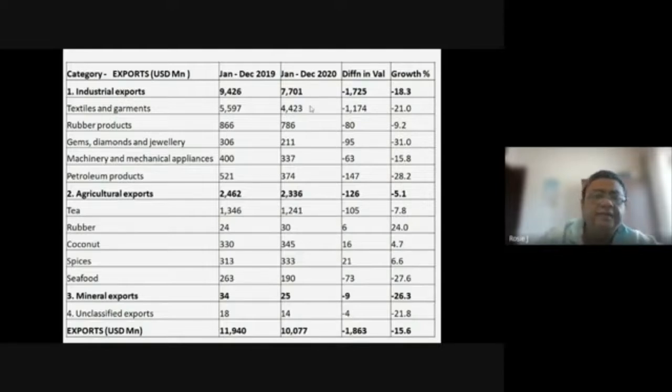Then we have also done agricultural exports: tea, rubber, coconut, spices, seafood and so on. These are the main items. They amount to $2,336 million, that is 2.3 billion dollars. Then mineral exports are a small amount, and the rest of the exports can go. Totally, our country has exported to the value of US dollars 10,707 million, which means our export value is 10 billion US dollars.